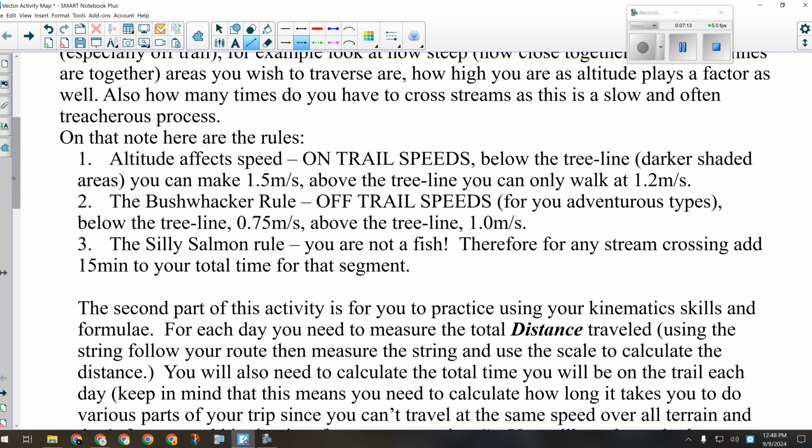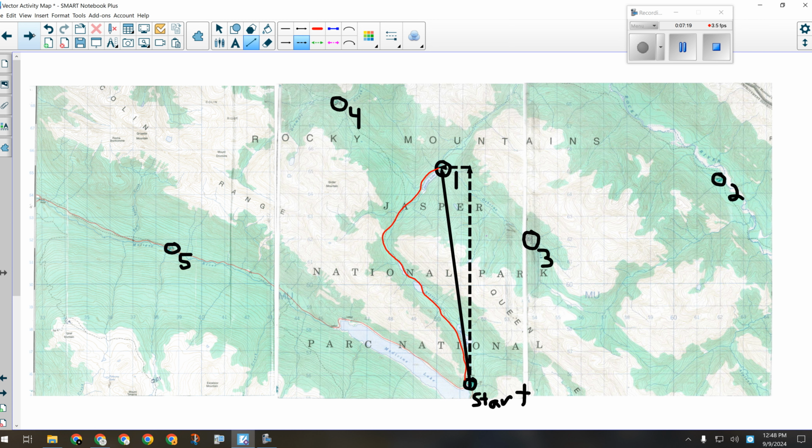Now, here's what you probably want to do on the map. If you've got somebody who's got different colored pencils or pens, I would mark different speeds in different colors. So let's say I'm on this trail here, walking along this trail, and then I just decide I'm going to putter over here and walk this way for whatever reason. I use a different color. I know that's going to be 1.5 meters per second, but that's going to be 0.75 meters per second, and I would measure them separately, so that I can calculate how long each part of that takes. Does that sort of make sense?